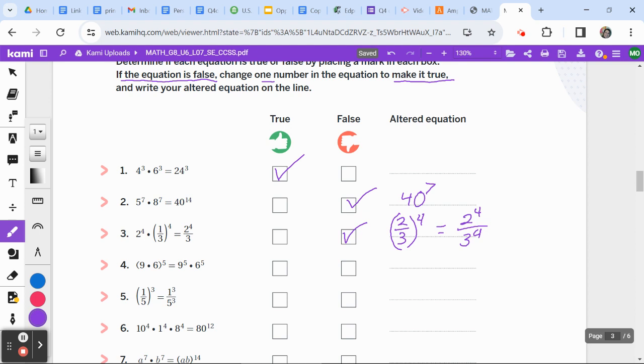You could even go so far as say 2 to the 4th power times 1/3 to the 4th power. All right, number 4 is true. They wrote it correctly. Okay, so when you have those parentheses, it means it's almost like distributive property, but with exponents. You're applying it to both terms inside. And the same thing about number 5.